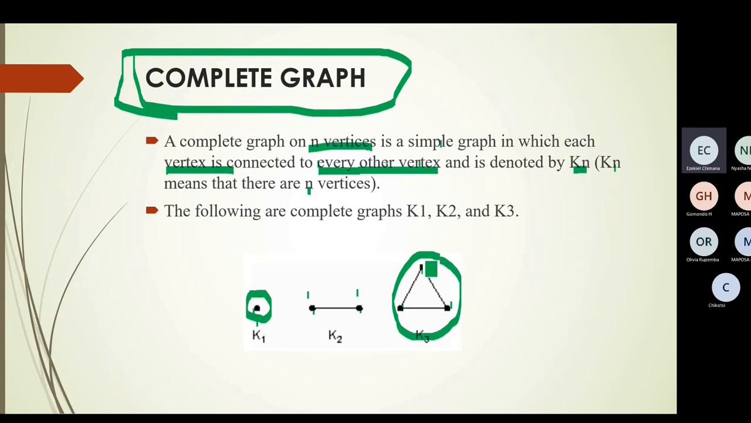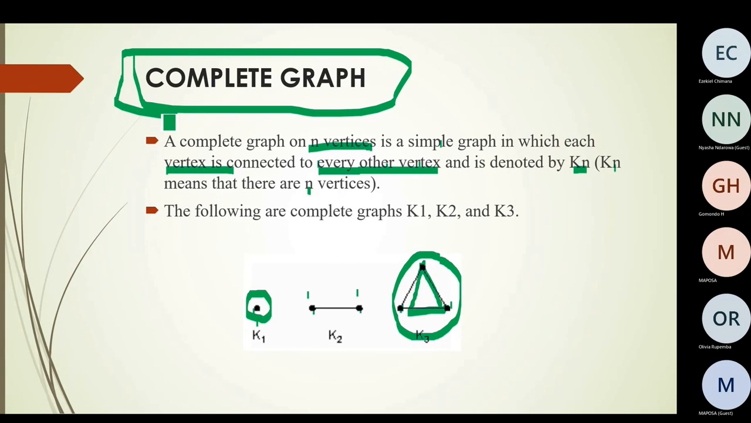So if you are here, you must have a way of going to this vertex. It's either you're going this way or this way. If you touch any vertex, you must have a way to reach all other vertices. That's a complete graph.